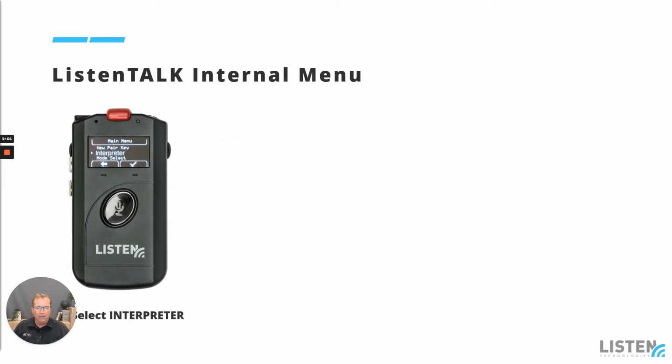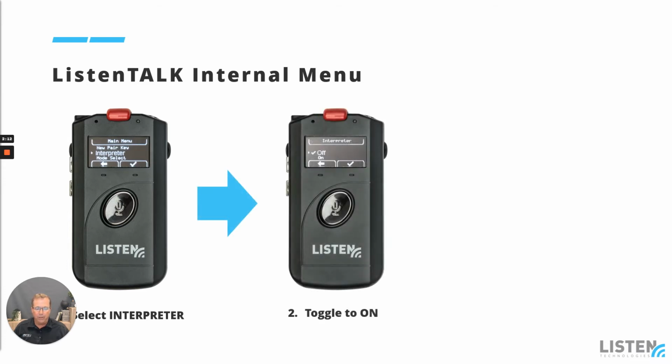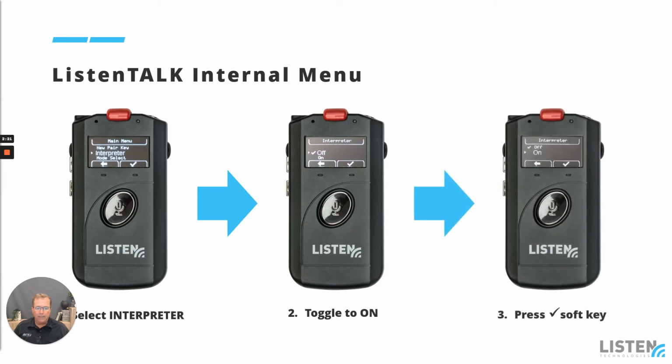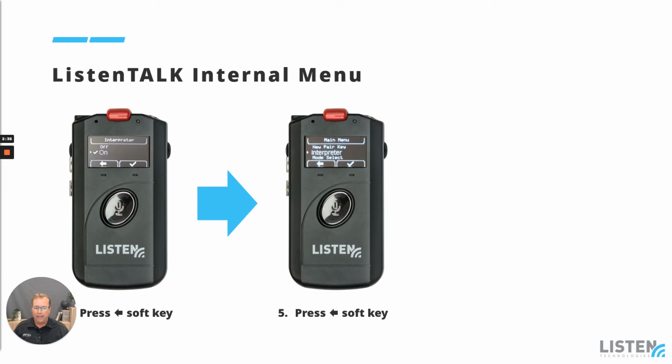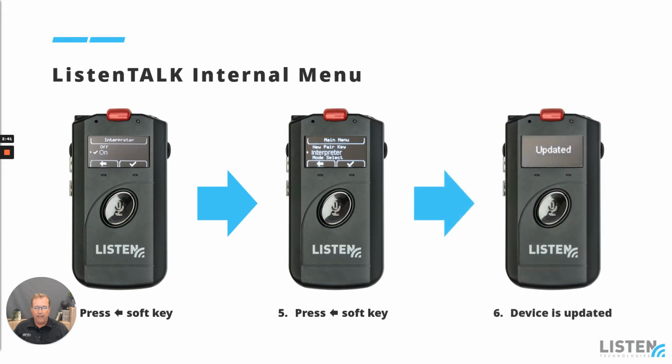Using the volume down button to scroll down until the interpreter is highlighted in the middle of the display, use the check mark soft key to select interpreter. By default, interpreter is off. Use the volume button to highlight on. Then press the check mark soft key to select on. Then press the back arrow soft key to move back in the menu, and then press a second time the back arrow soft key to exit the menu and update the device.